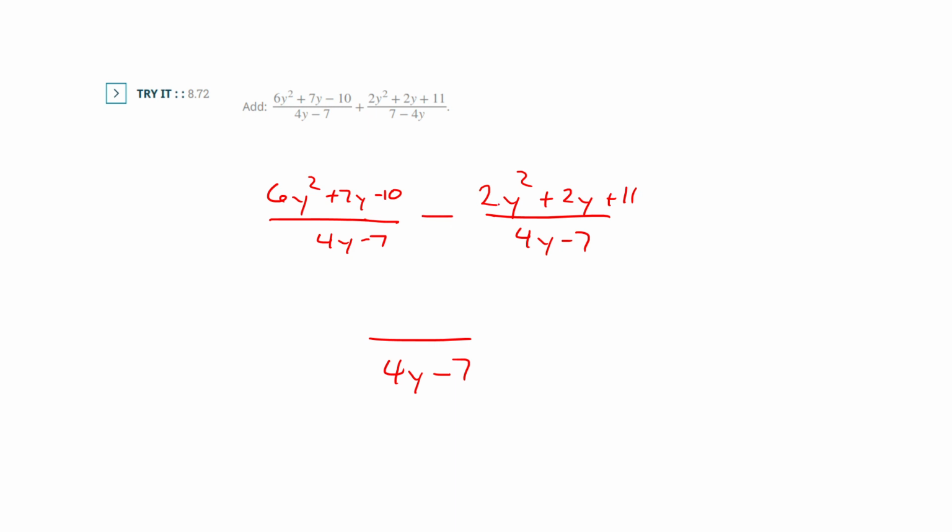But this negative, remember, this will get missed by a lot of people. This negative has to go all the way through. So I'm going to just write it here with all different signs. It's going to change all of those signs. So let's do our like terms. 6y squared minus 2y squared is 4y squared. 7y and minus 2y is 5y. Negative 10 and negative 11, negative 21.